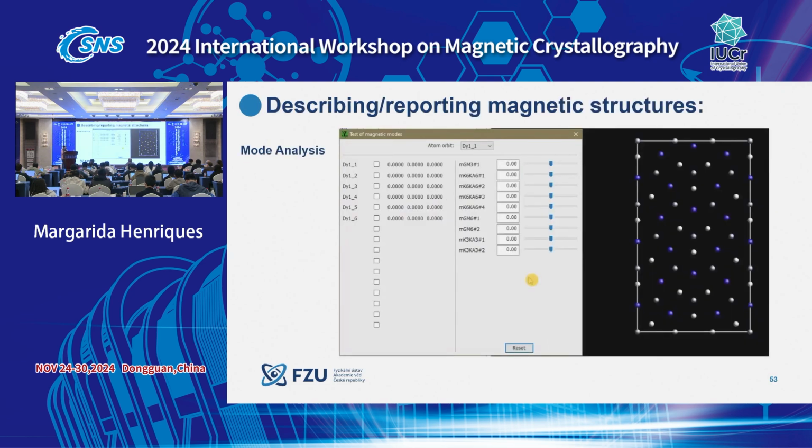So if you import your mode analysis, for instance, from ISODistort, Jana can also do a little bit what ISOVis does. So you have these bars there in which you can play with the modes, so that you see which modes are active. You can switch them on and off like ISOVis does.